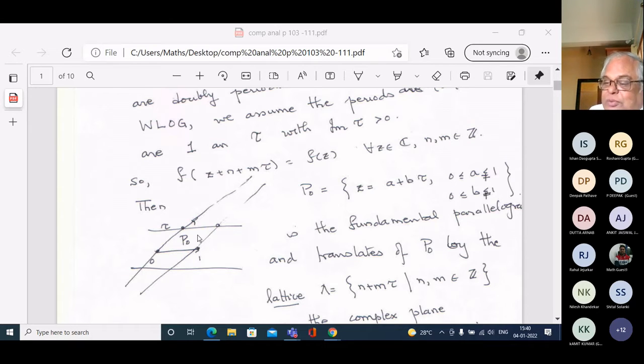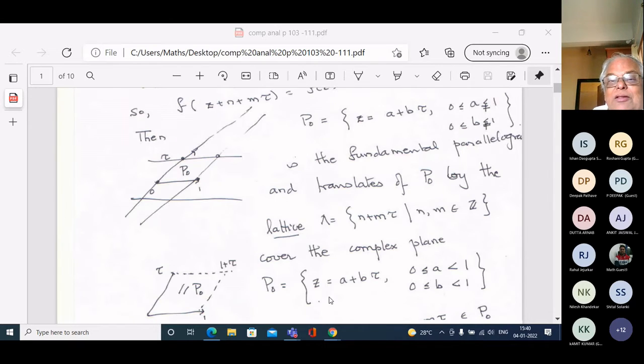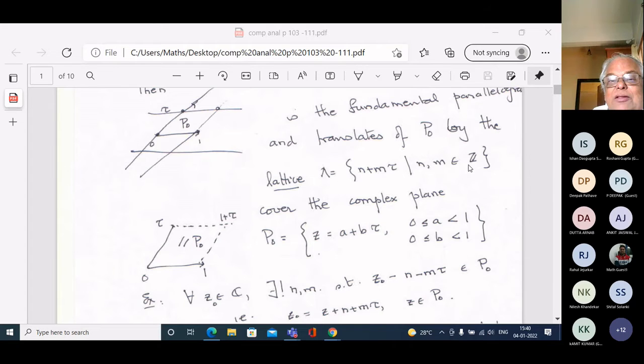And therefore, you're interested in this particular lattice, which is n plus m tau, where n and m are integers. The fundamental parallelogram consists of points z equal to a plus b tau, with 0 less than or equal to a, b less than 1. So what I mean is that the lower line and the left line are included, but the upper line and the right line are not included.